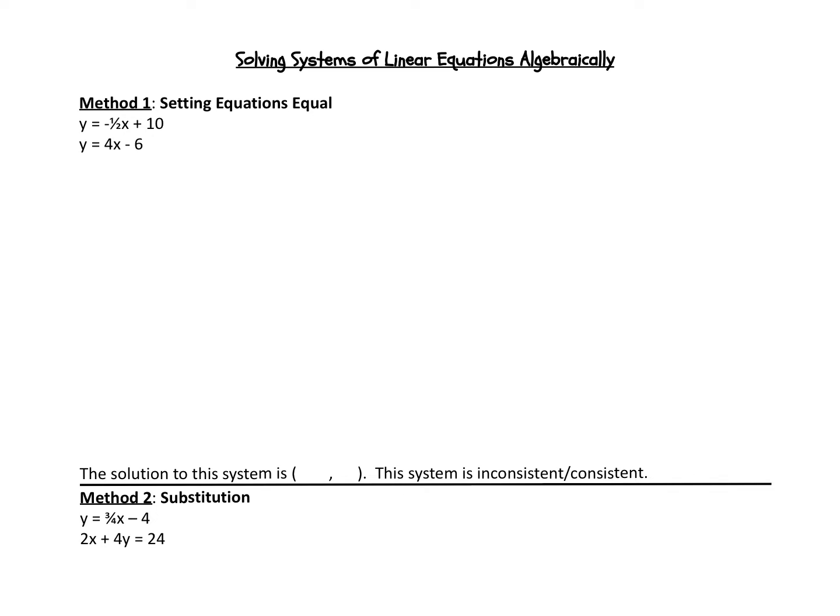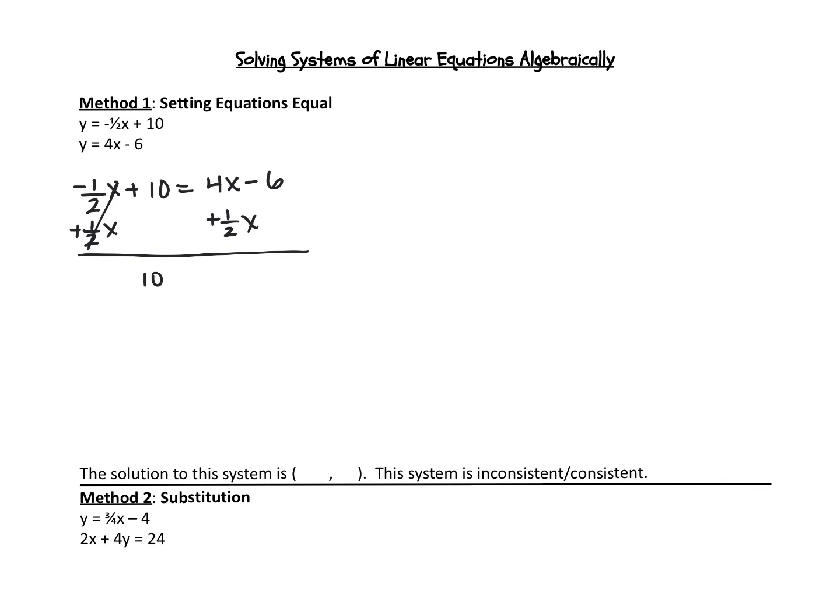So the directions are simple. I want to solve each system of linear equations algebraically, and there are three ways that we can solve. Method one is called setting the equations equal, and we do this when both equations are set equal to y. So if they're both set equal to y, we can set them equal to each other. So negative 1/2 x plus 10 equals 4x minus 6. So we need to get x's to one side, numbers to the other. So I'm going to choose to add 1/2 x to both sides.